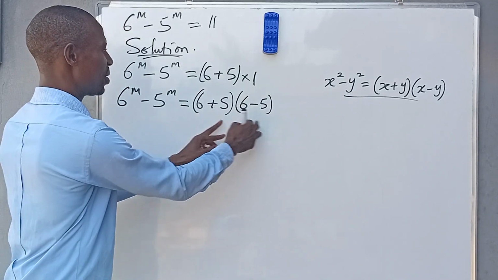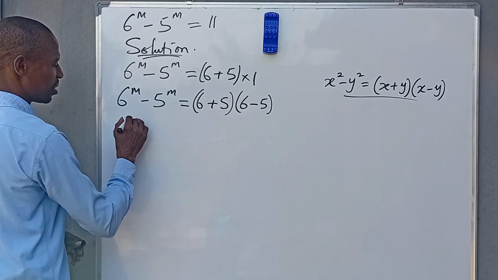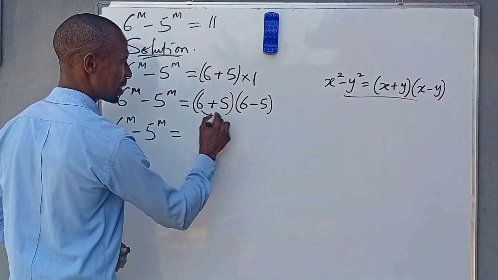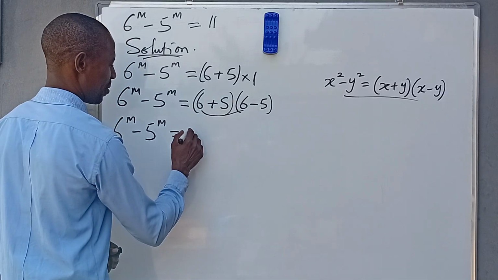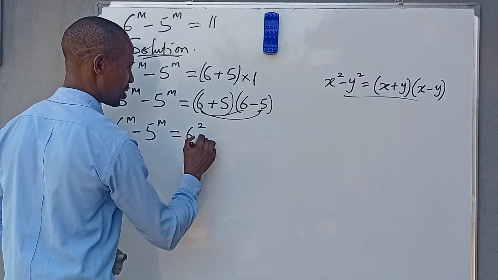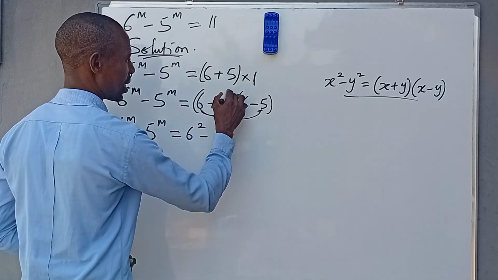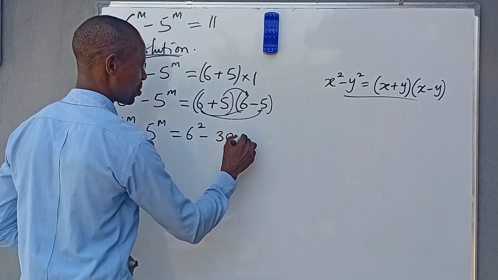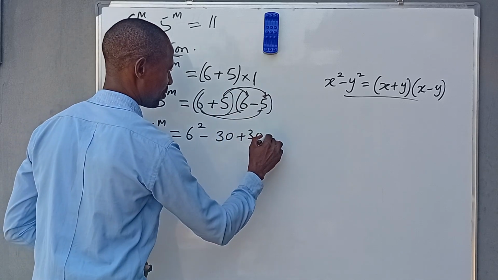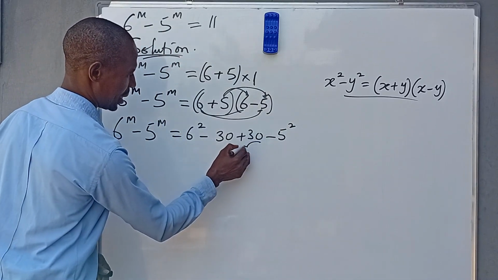Or better still, we can open up this bracket here. So let's go ahead and open up this bracket. We're going to have here 6 to the power of m minus 5 to the power of m equals 6 times 6, which will give us 6 to the power of 2. Then this same 6 times 5 is going to give us minus 30. Then if I come to this side, I use this to multiply this, it's going to give us plus 30. And I use this same 5 to multiply 5, it's going to give us minus 5 to the power of 2.